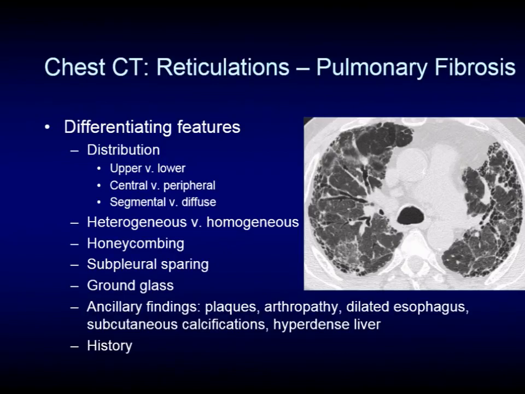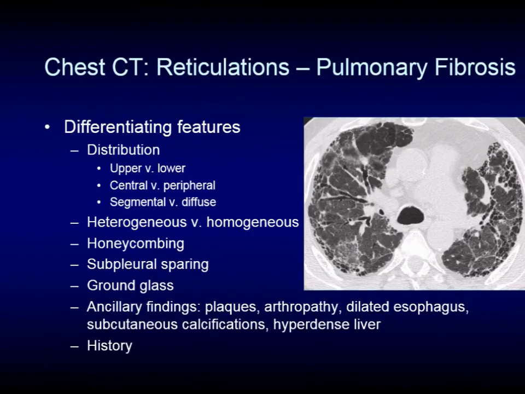Is it a more homogeneous pattern? When you compare right and left sides, do they overlay or mirror one another, or are they very different? You also want to look for honeycombing, subpleural sparing, ground glass attenuation. And there may be some other clues on the film that give you an idea or a cue as to what the patient might have in terms of ancillary findings. With asbestosis or asbestos exposure, you might look for pleural plaques. You might see arthropathy or a dilated esophagus in some of the connective tissue diseases, as well as subcutaneous calcifications.